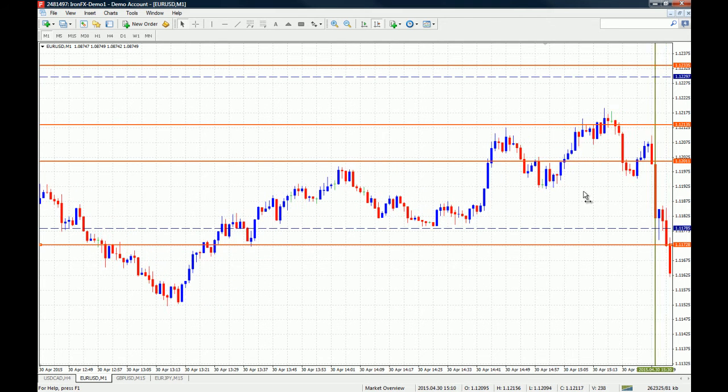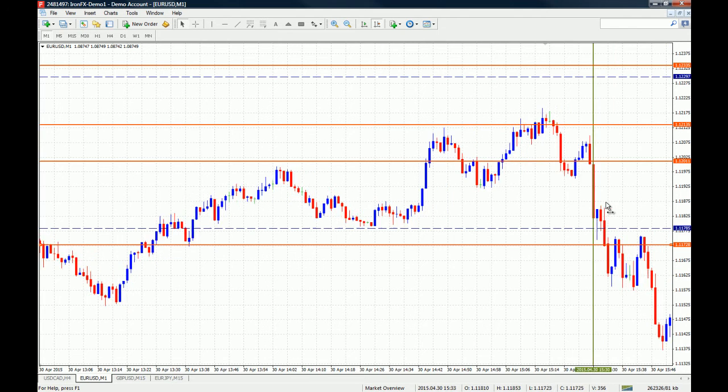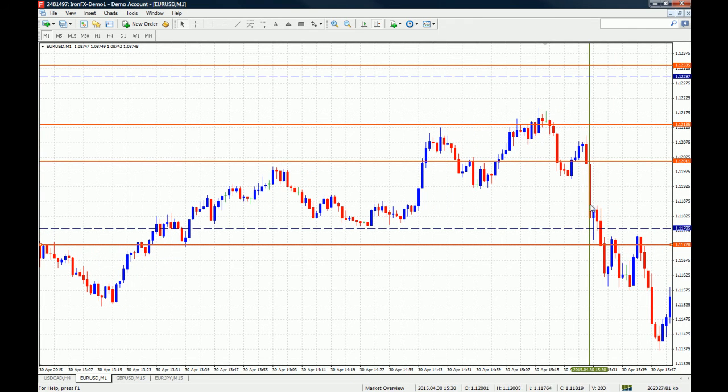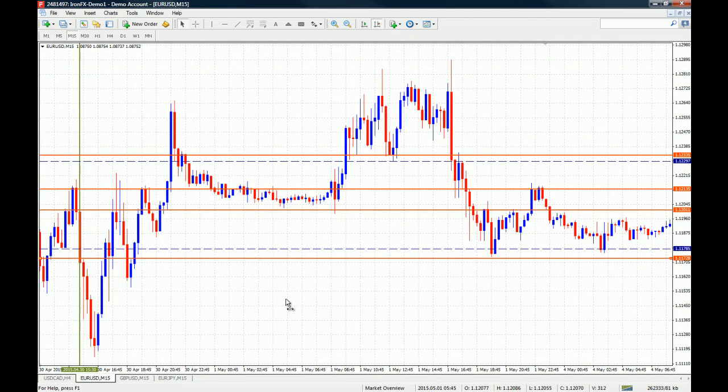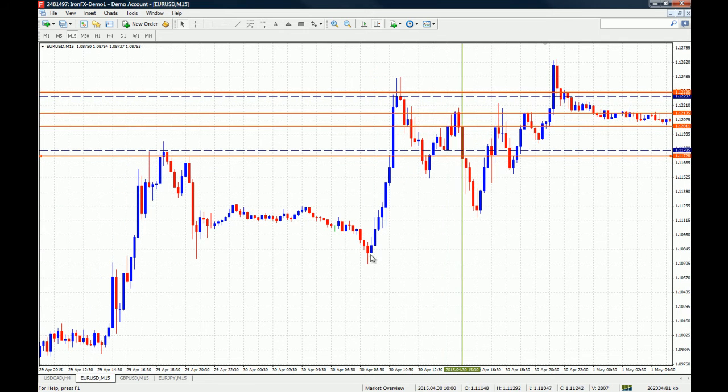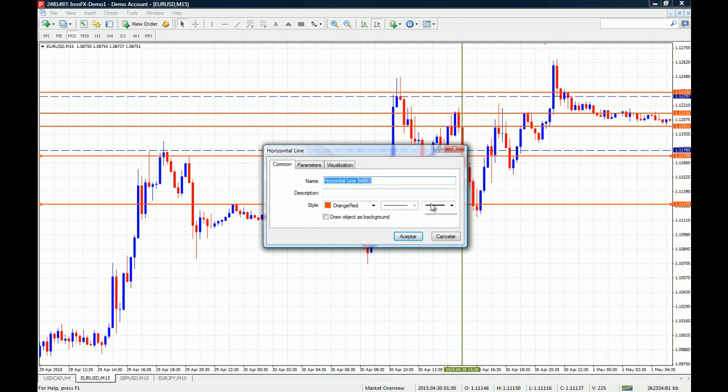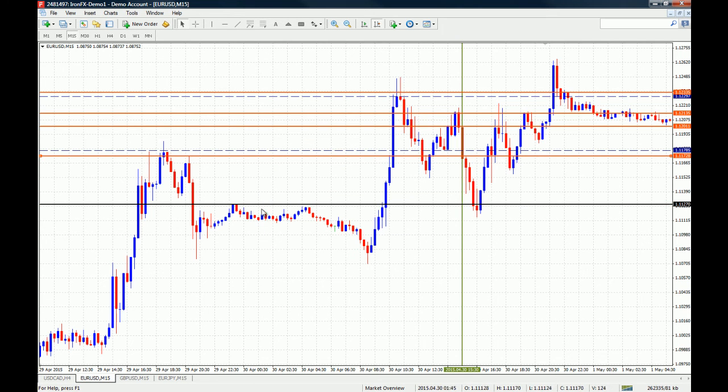Then the actual release comes on the wires and we are filled right here, as we had already assumed. But what we failed to do is choose some targets to the downside. So we're going to choose the next level of resistance as targets, and let me color this black so we know for sure what levels we're talking about, because of course, if we break to the downside, we are going to find buyers at the previous level of resistance.